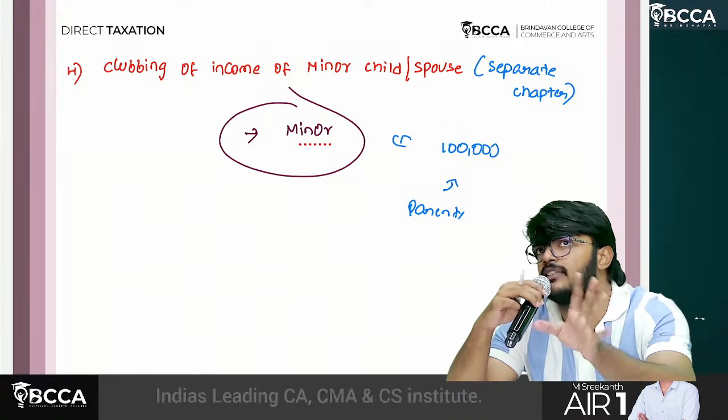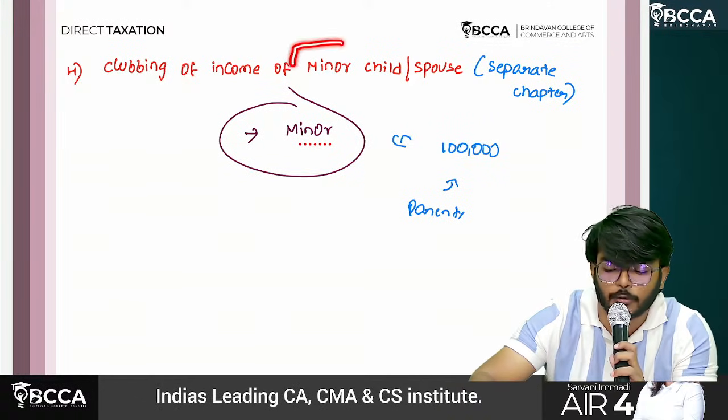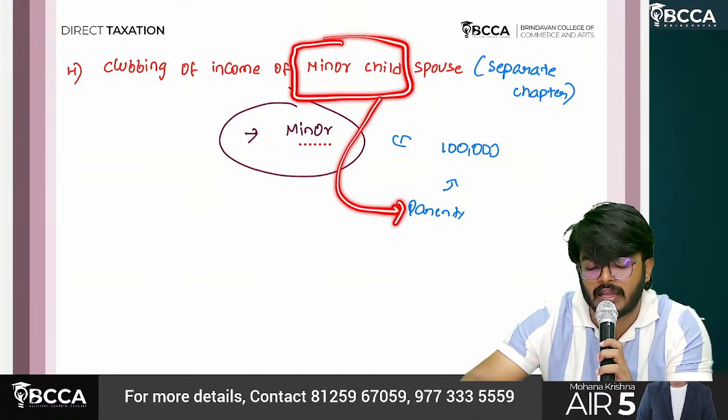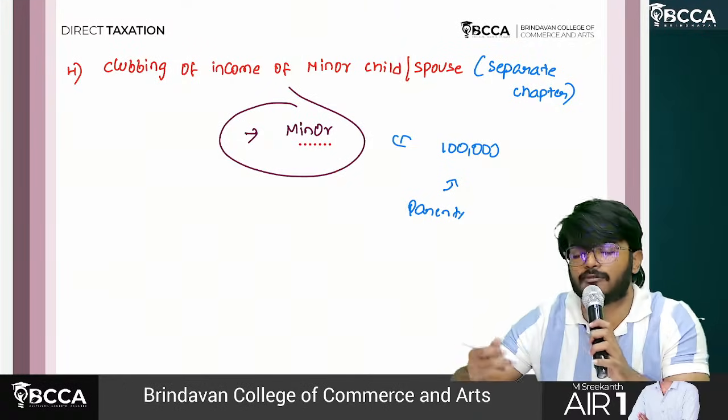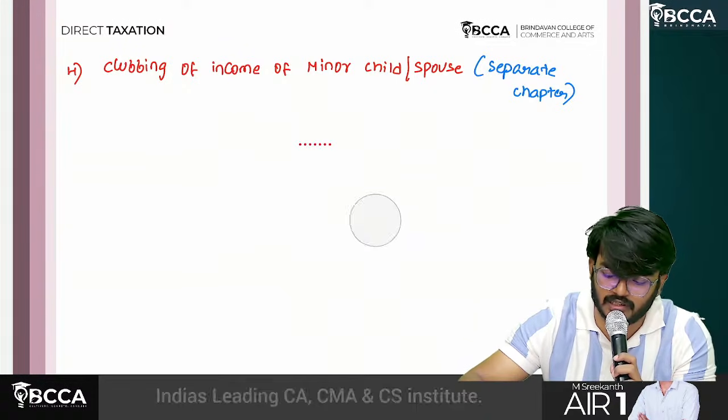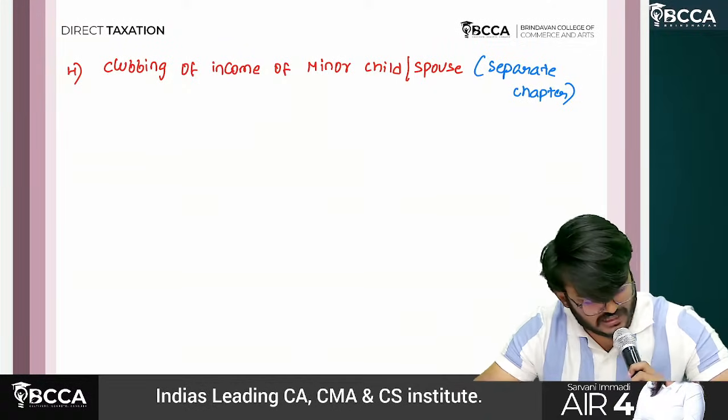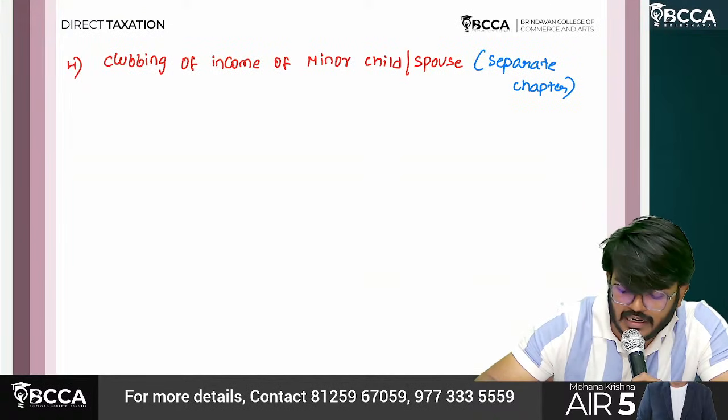In some cases, you have to include the minor's income in the hands of parents. In what cases we have to do that will be explained in the separate chapter, which is clubbing of income. We have that chapter, we will cover that. Okay, next, fifth step.